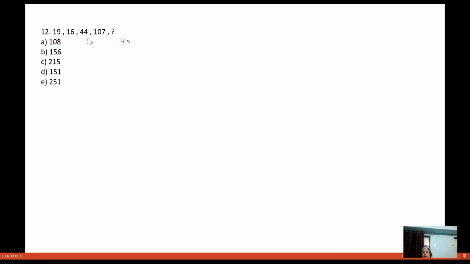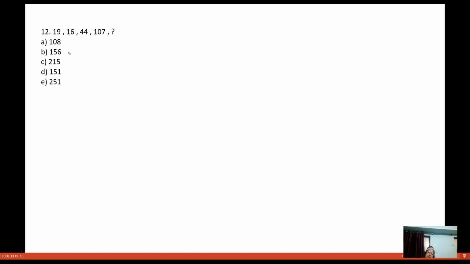19, 16, 44, 107. So let us just calculate the difference here. We get this difference as 3, we get this difference as 28, we get this difference as 63. Now let us calculate this difference. This is coming to be 25, this is coming to be 35. So the next difference could have been 45. So we add 45 here, how much are we getting? 108. And if we add 108 to this, we get 215. So this is that simple.